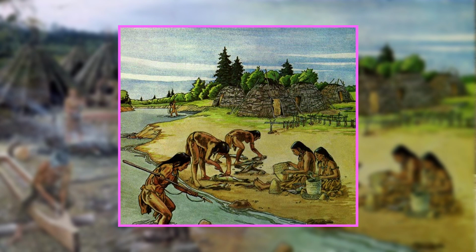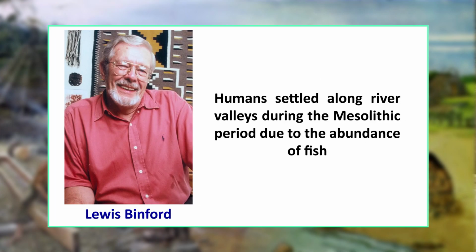Adaptability to shifting environmental conditions was evident as early as the Upper Paleolithic period. During the Mesolithic period, its significance began to increase. Predominant among the hunting techniques was the use of fishing weapons that were effective against fish and other marine creatures. According to another archaeologist, Lewis Binford, humans settled along river valleys during the Mesolithic period due to the abundance of fish.